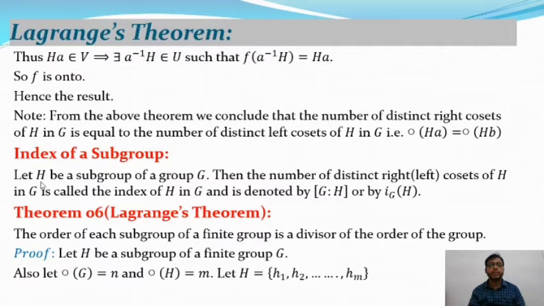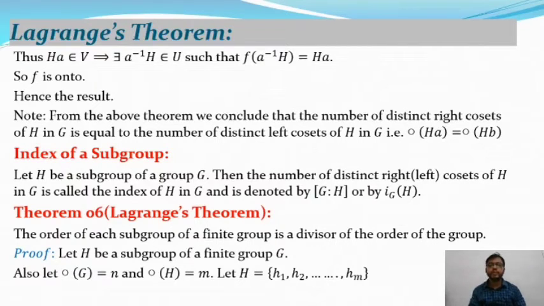So here is the definition of index of a subgroup. Let H be a subgroup of a group G, then the number of distinct right cosets of H in G is called the index of H in G and is denoted by [G : H], or i_G(H), where G is the suffix of i of H. This is actually the index of H in G.